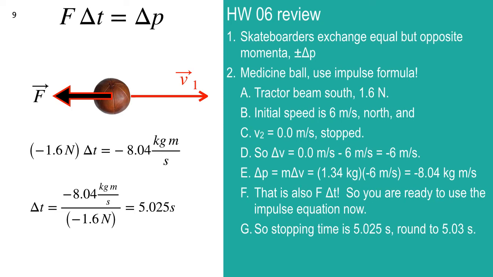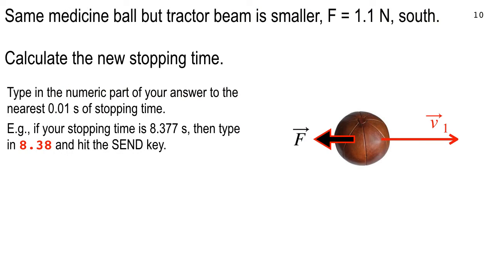Another question. This one's going to be a numeric question. Check your Go Nitro. Here it is. Same medicine ball, same initial speed. Different tractor beam, a little smaller, 1.1 newtons, and south. Calculate the new stopping time. Is it going to be bigger or smaller than 5 seconds? More time or less time to stop? Think that over. Calculate your answer and see if it makes sense.